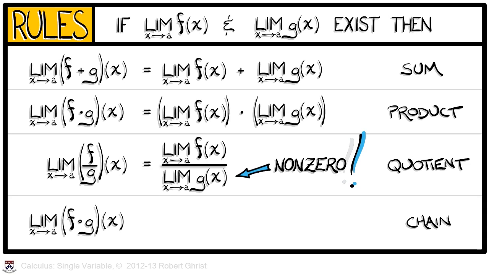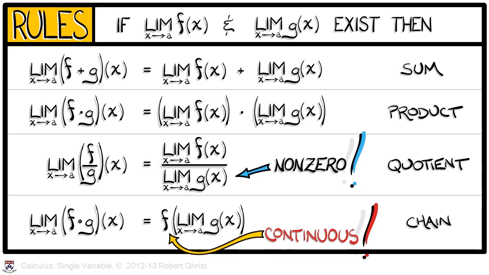There is likewise a chain rule or a composition rule that says the limit of f composed with g as x goes to a can be realized as f of the limit of g as x approaches a. And once again, this too has some conditions. F, in this case, needs to be continuous at the appropriate point in order for this to hold.